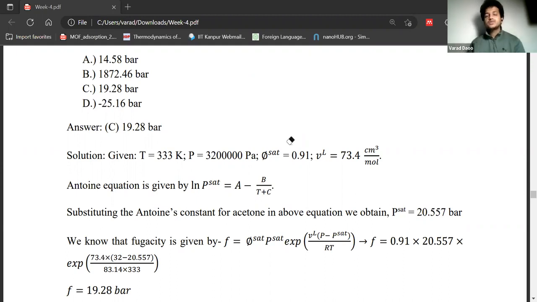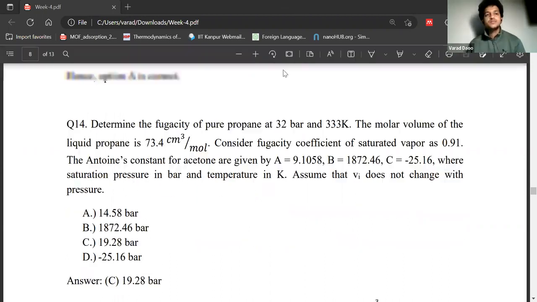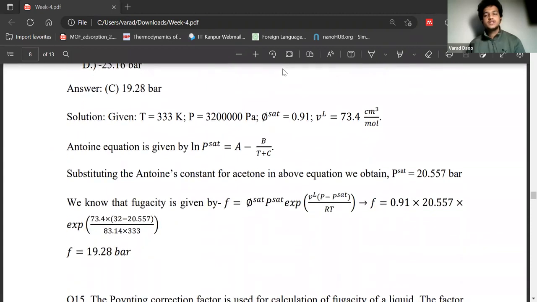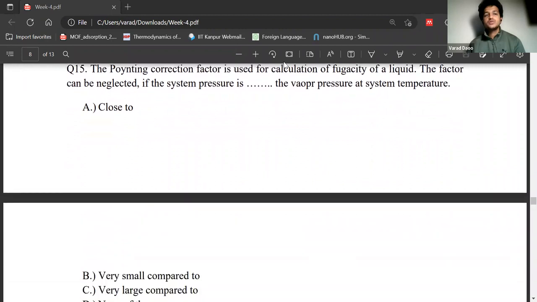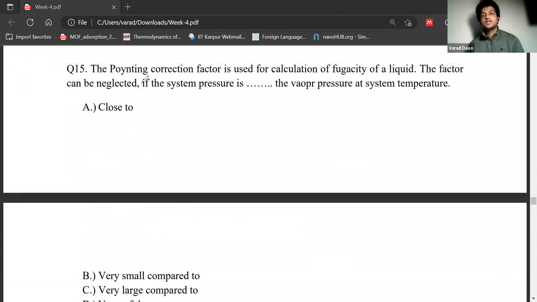So anybody has any doubts? I see no questions. We'll move on to the next question, which is a very easy and conceptual based question. So what we are asked, the Poynting correction factor used for the calculation of fugacity of a liquid. The factor can be neglected if the system pressure is very dash the vapor pressure of the system.